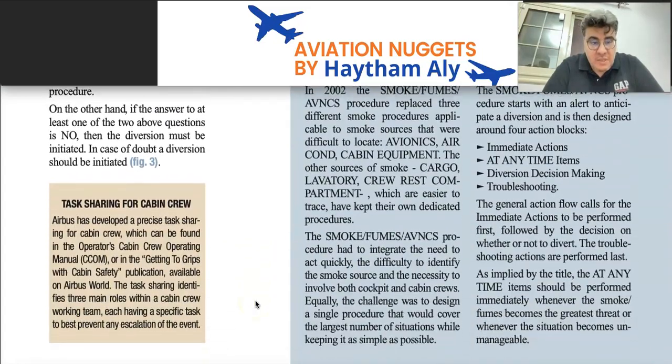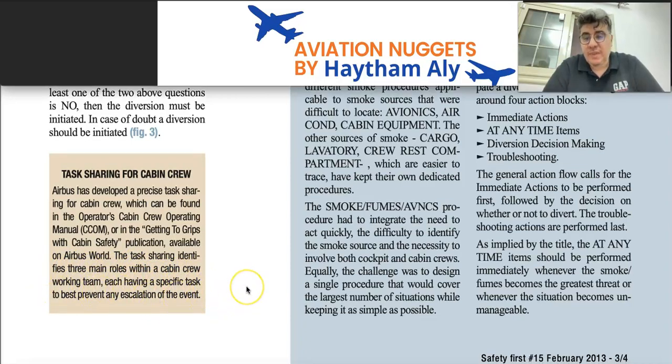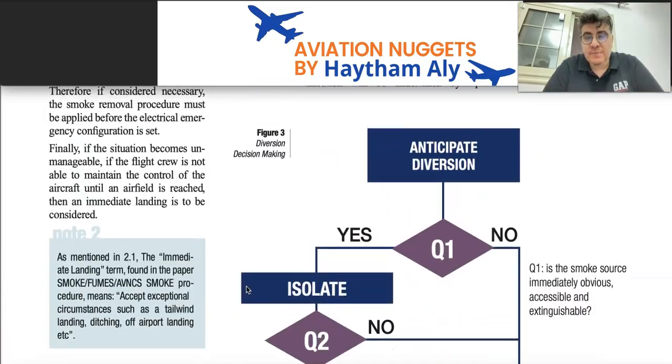So here, as you can see, we may see this. Task sharing for cabin crew. Airbus has developed a precise task sharing for cabin crew, which can be found in the operator's cabin crew operating manual, or in the Getting to Grips with Cabin Safety publication available on Airbus World. The task sharing identifies 3 main roles within a cabin crew working team, each having a specific task to best prevent any escalation of the event. Okay, everybody?